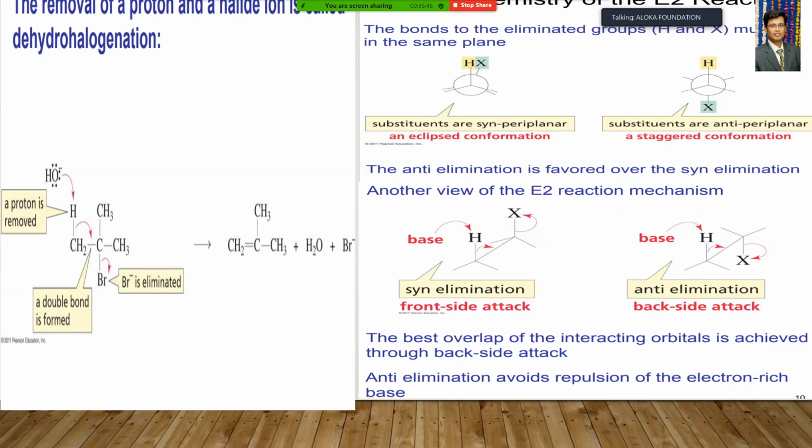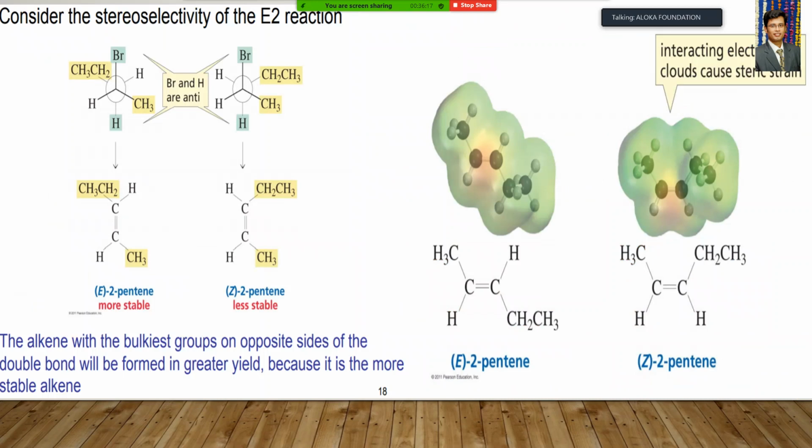Remember this: anti-elimination avoids repulsion of the electron-rich base. So the stereochemistry in this case is that the leaving group will mostly be on the opposite side of the base attack. The proton which is on the opposite side of the leaving group can be abstracted by the base. So in the E2 mechanism, anti-elimination is favored over syn elimination.